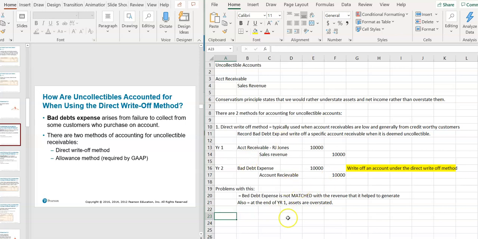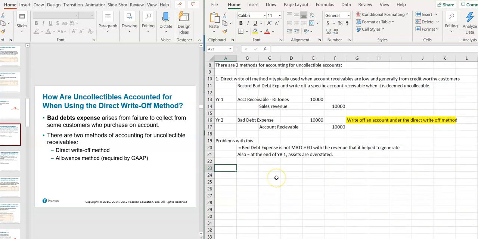So let me write the entries one more time. Direct write-off entries. To write off an account and recognize bad debt expense, it's bad debt expense and account receivable.